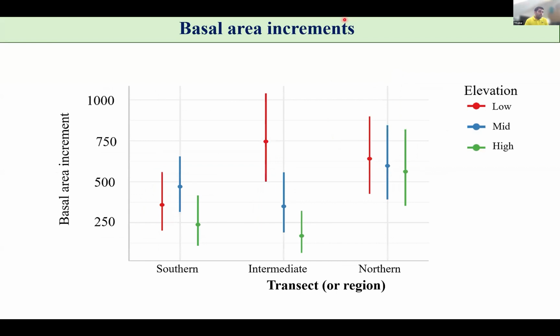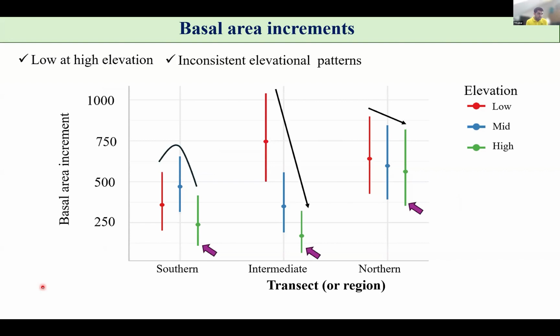In terms of basal area increments, what we found is that it is consistently lower at the high elevations, and the simple reason is that at high elevations there is temperature limitation, thermal limitation, due to which plants cannot grow that much. So this explains this. But the pattern along elevation is not consistent like age. In the southern region, there was a hump-shaped pattern. In the intermediate one, there was a steep decline. In the northern, there was a decline, but not that steep.